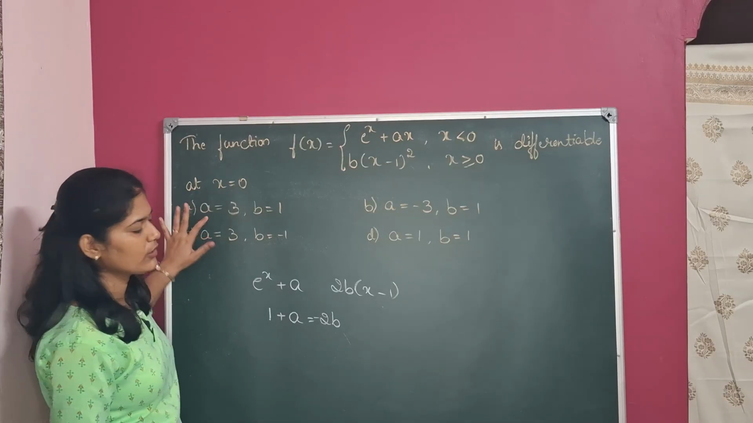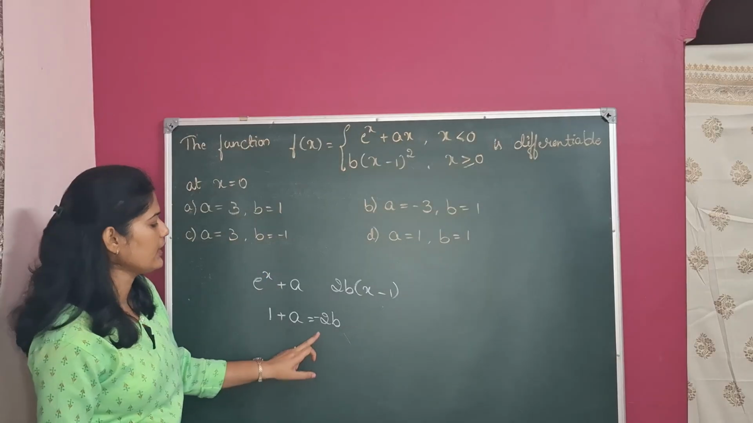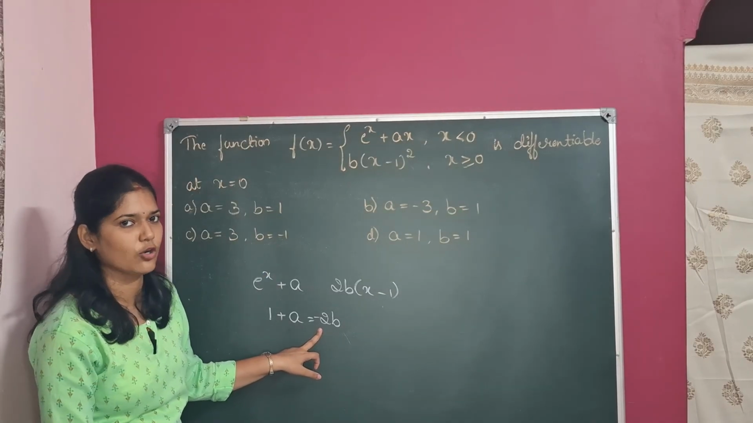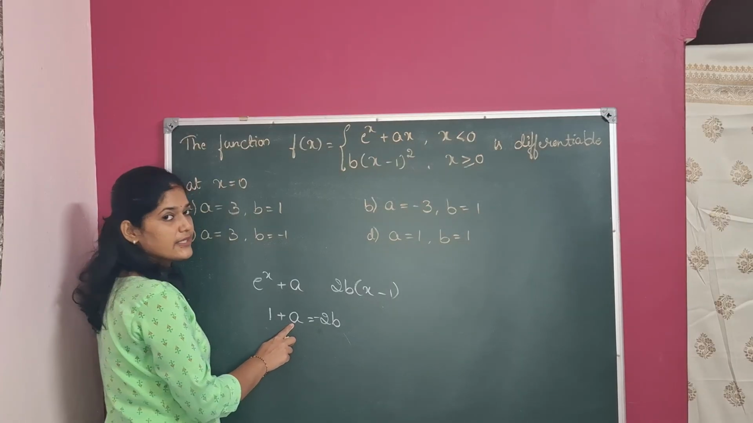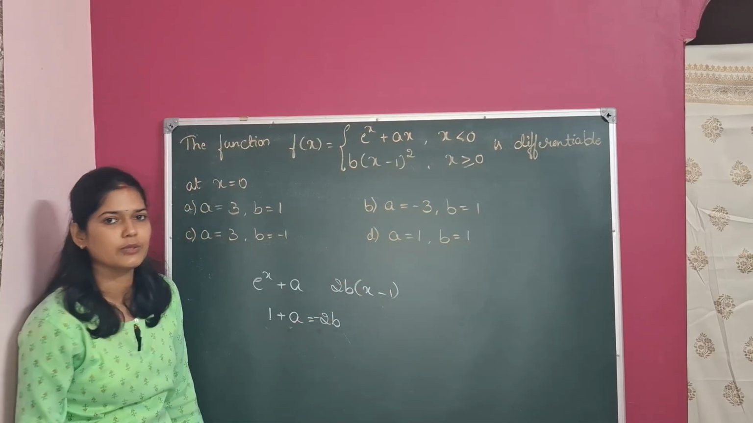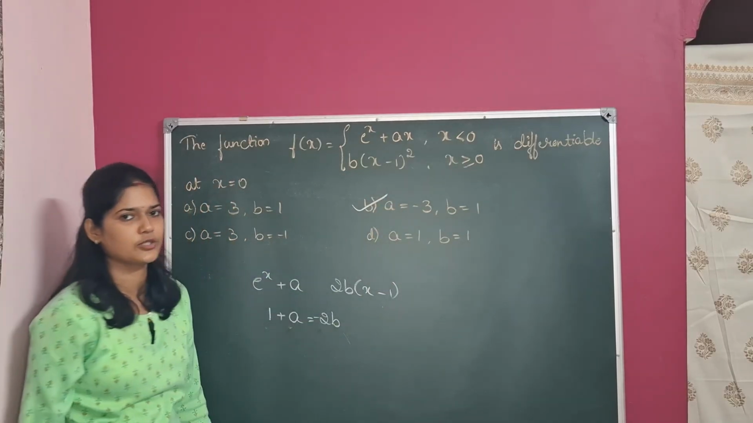If we substitute a equal to 3, that is 1 plus 3, which is 4. If we substitute b equal to 1, it will be minus 2. So, this is not the answer. If we go for option B, 1 minus 3, that is minus 2. If we substitute b equal to 1, that is also minus 2. Therefore, the answer is option B.